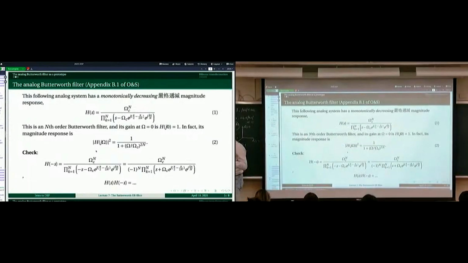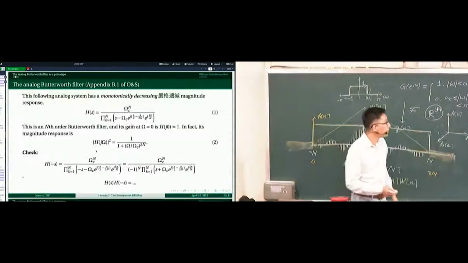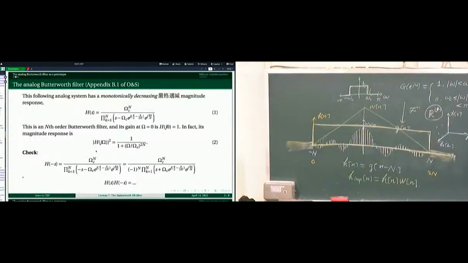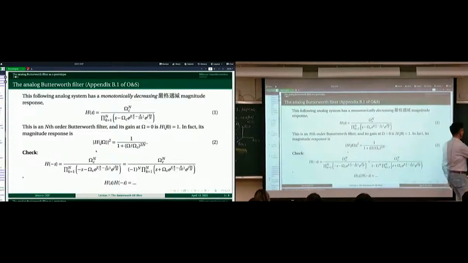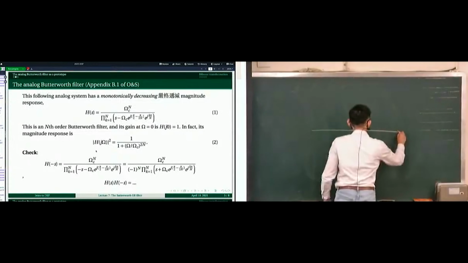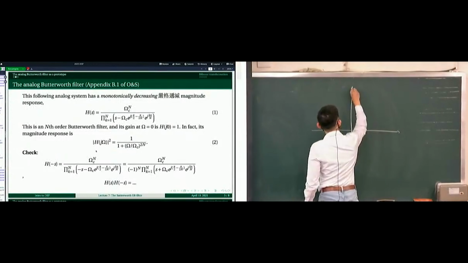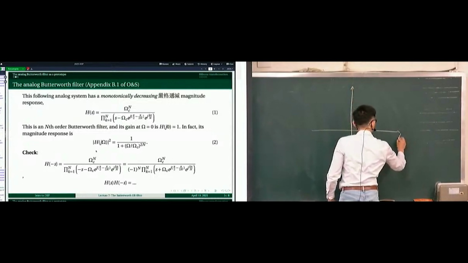So this is the prototype. There's no secret in here. Everything is just written right here on this slide. H of s, what's going on? So here, let's think about this as an S domain.